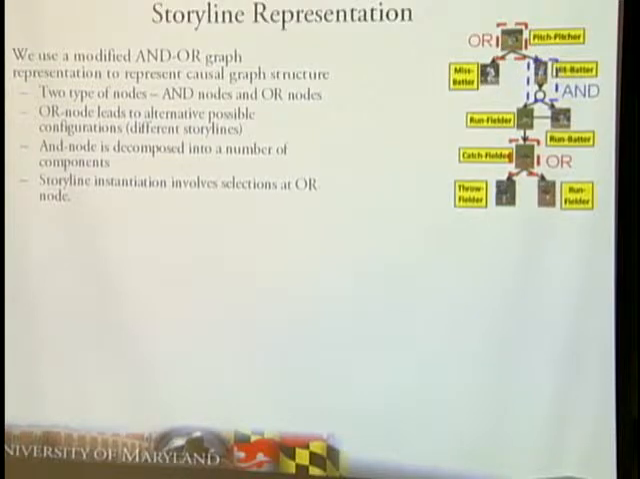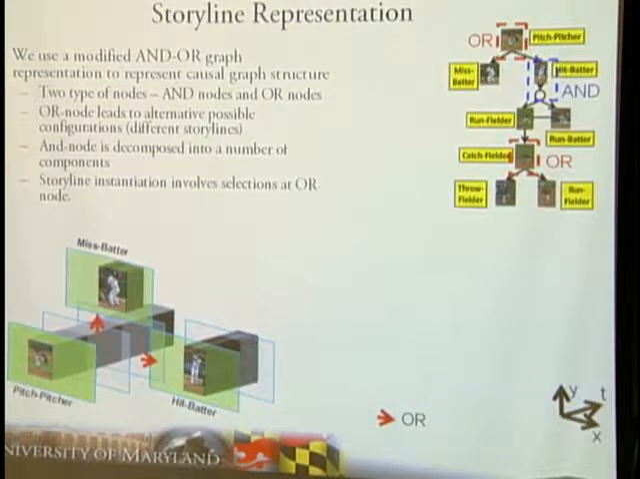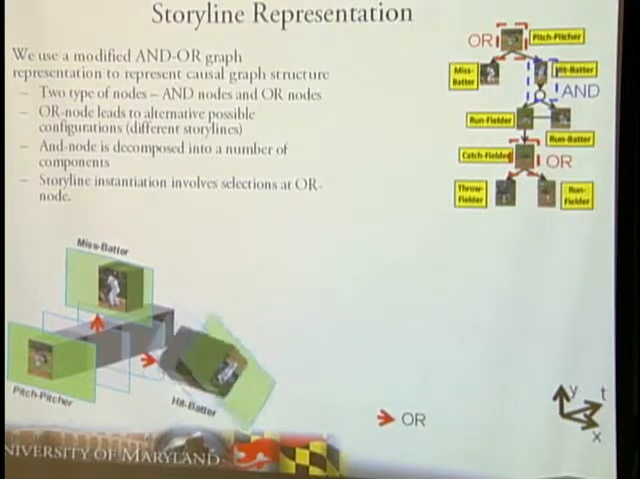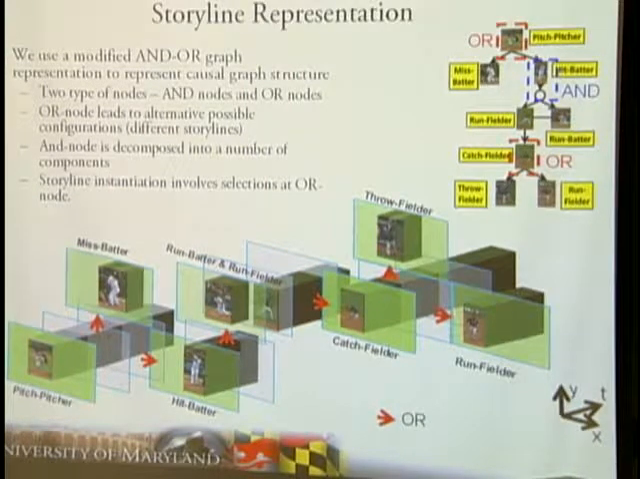Now, AND nodes are the nodes which represent bifurcation in the graph. That is, one activity followed by two or more activities. For example, hitting is an AND node because after hitting, the batsman runs towards the base and the fielder runs to catch the ball. Now, as you can see, storyline instantiation in this case would involve making selections at the OR node. That is, to get a storyline, you need to make decisions at the OR node. For example, at pitching, you need to make a decision whether you see the missing of the ball or the hitting of the ball. If you see the hitting of the ball, then you need to decide at catching whether you see the throwing of the ball or the running of the fielder.